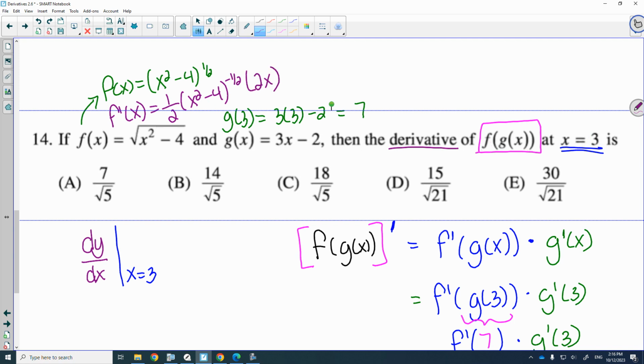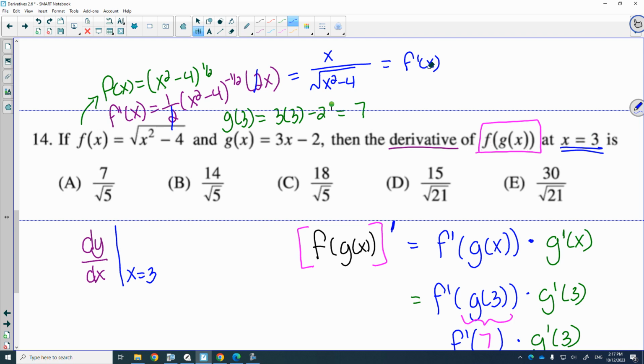Okay, let's clean this up. 2 over 2 will cancel. And let's write that radical below. So I've got x in my numerator, and then I've got this square root of x squared minus 4. That's my f prime of x. So this function here is f prime at x. And now we need to figure out what f prime at 7 is.